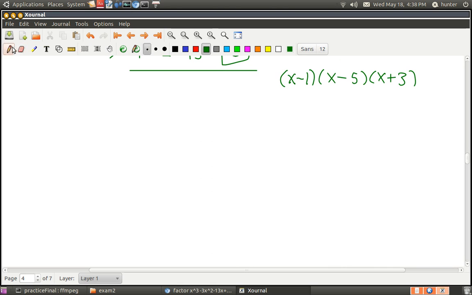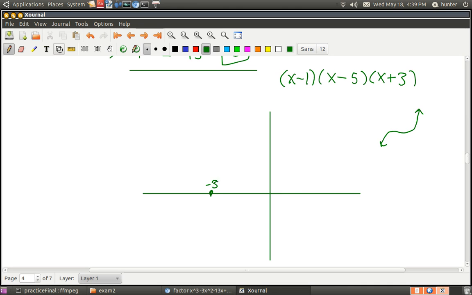It's degree 3, right? And it has a positive leading coefficient, so I know that its end behavior is just kind of like this. Alright, and I have a root at negative 3, and let me add some fun colors, and another root at 1, and another root at 5. Okay, and these are all multiplicity 1, so that means I'm just going to go through each of those roots.